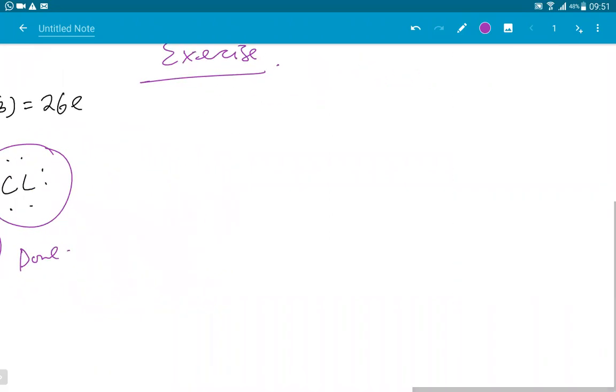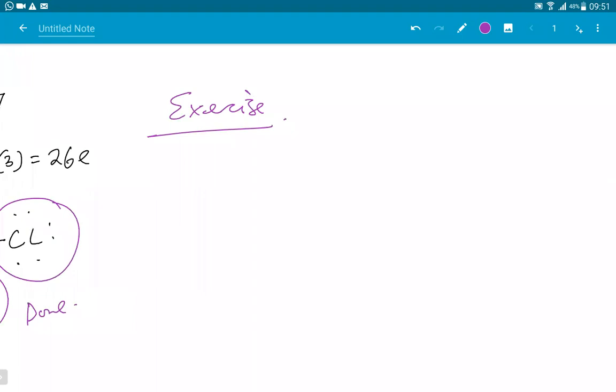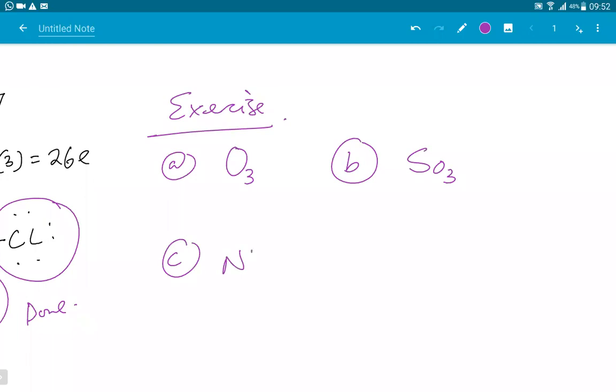So the first one, you're going to try the A. You're going to try the ozone. This is the oxygen trioxide in short, that's the ozone, the O3. The B, I would like you to try sulfur trioxide. The C, let me give you methane, CH4.